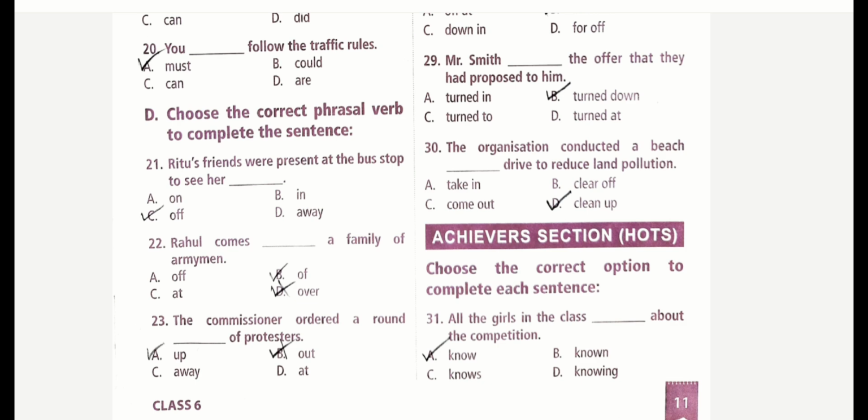Question number 22. Rahul comes dash a family of army men. So here the correct answer is off. Option B. Rahul comes of a family of army men. Question number 23. The commissioner ordered a round dash of protesters. So the correct answer here is up. Up is the right choice because it indicates gathering or assembling the protesters.